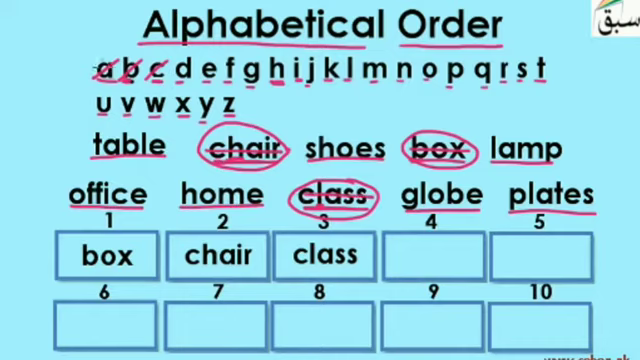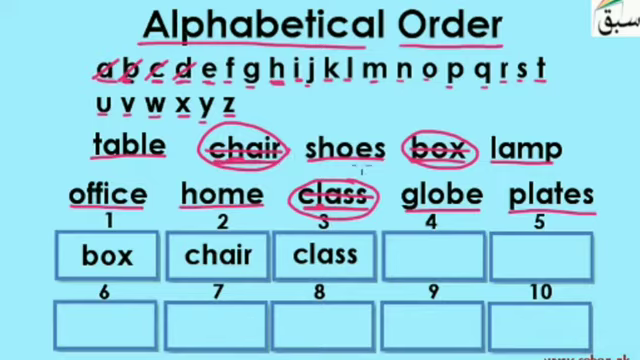Now comes letter D. We have to find a word from letter D. Let us read the words once more. Table, shoes, lamp, office, home, globe, plates. Now there is no word from letter D. We will cut the letter D and the next letter is E. Again we will find the words from E.